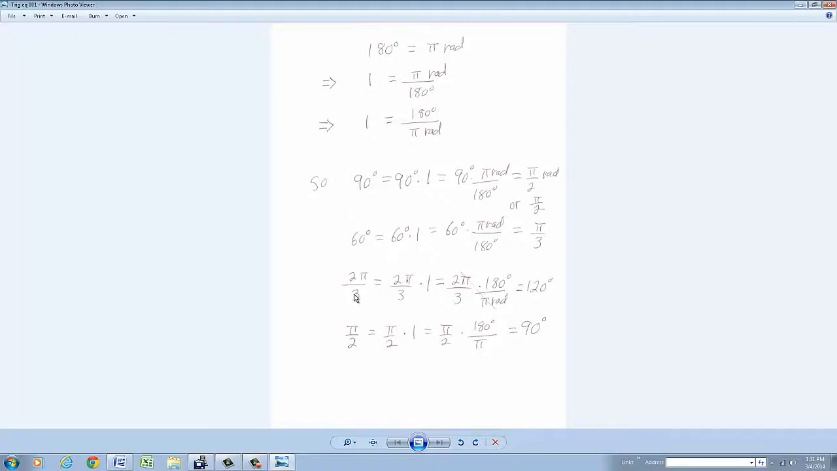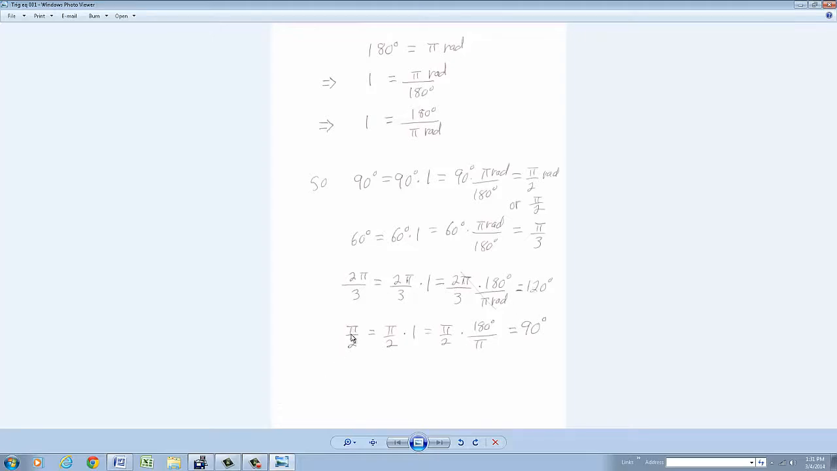Now to convert the other way, from radians to degrees, I have 2 pi over 3. Write it as 2 pi over 3 times 1. In this case, I replace the 1 by 180 over pi radians. Now notice here, these are radians right here. Those cancel out. The pi and the pi cancel, radians cancel out. 3 into 180 is 60, times 2 is 120.